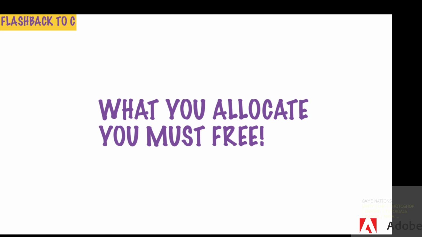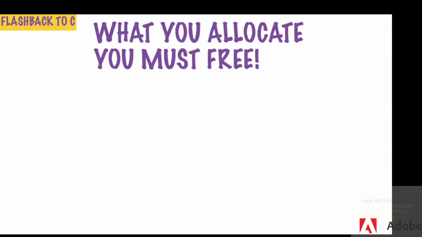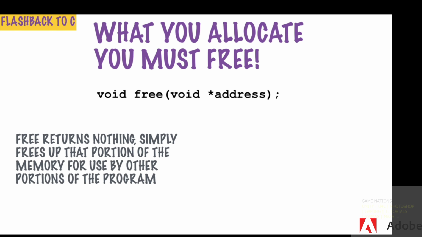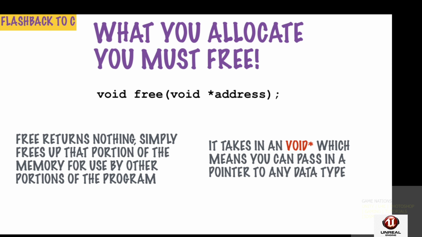In C, and this will be true in C++ as well, whatever memory you as a developer allocate, it's your responsibility to free it as well. The function that you use to free memory is the free function, which takes in a void star address. Void star address means you can pass in the address of any data type and it will free up the portion of memory used by that data type. So note that free returns nothing. It's a function which returns void, and it takes in a void star address, which means it can take in a pointer to any data type.